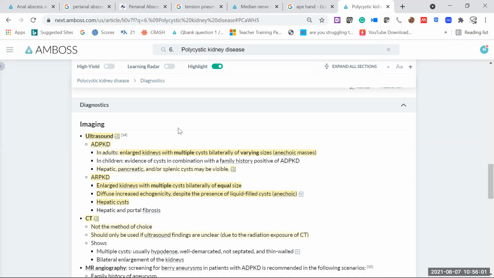Of course, first of all is ultrasound, and if we are considering the recessive one, we can go for an anomaly scan. For the autosomal dominant one, if we are considering adults, we will see large kidneys with multiple cysts bilaterally of varying size.